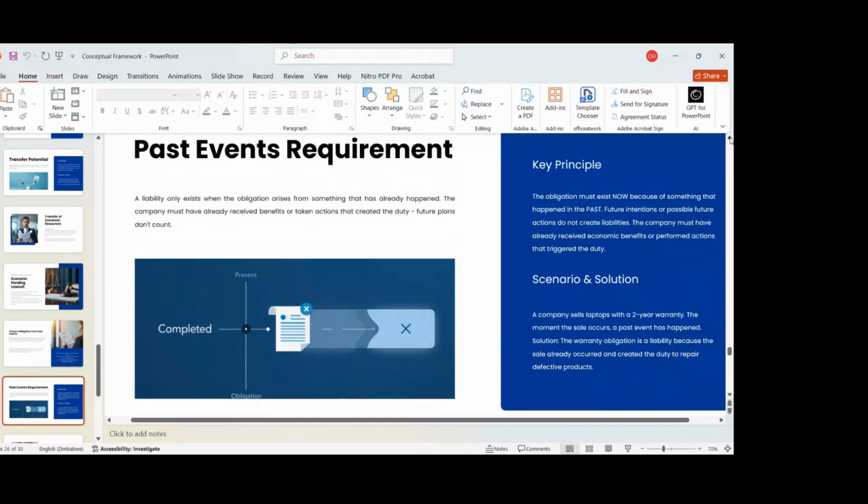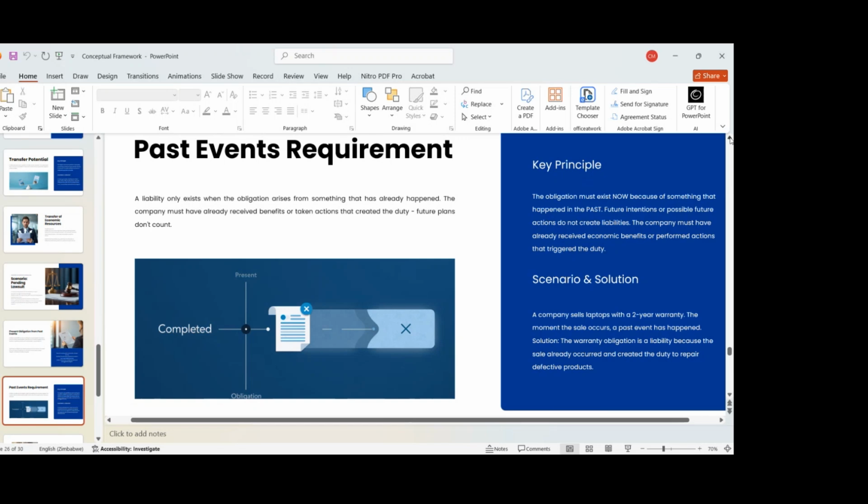Another key important thing, still under past event. A liability only exists when the obligation arises from something that has already happened. The company must have already received benefits or taken actions that created the duty. Future plans don't count. So think about completed: if it's completed, then there is an obligation. We are simply saying the obligation must exist now because of something that happened in the past. Future intentions or possible future actions do not create a liability. The company must already have received economic benefits or performed actions that triggered the duty.